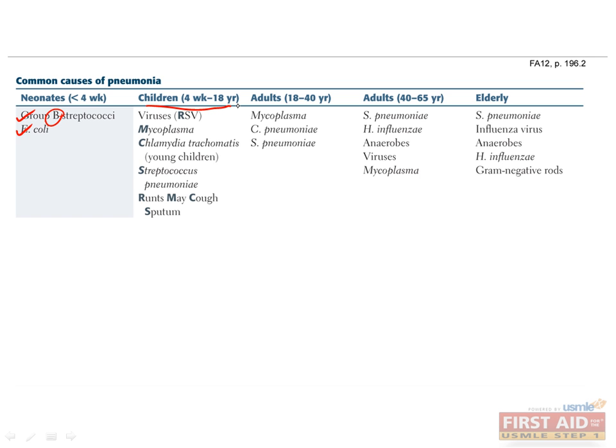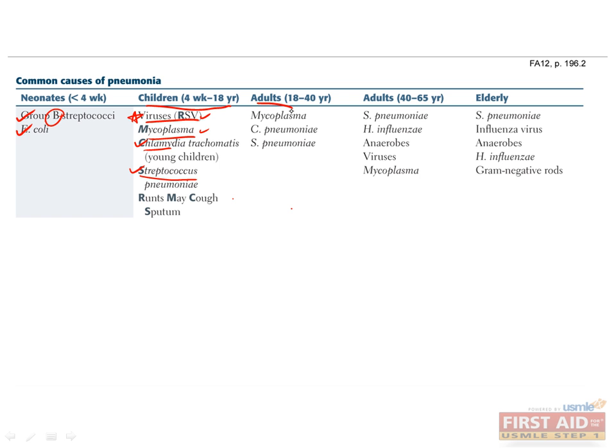Children from age 4 weeks to 18 years old are much more likely to get pneumonia from viruses such as respiratory syncytial virus, Mycoplasma, Chlamydia trachomatis, and Strep pneumoniae. As I mentioned earlier, almost all children will be infected with RSV at some point in their lives. To remember the sources of pneumonia that most commonly affect children, you can use the mnemonic: runts may cause sputum.